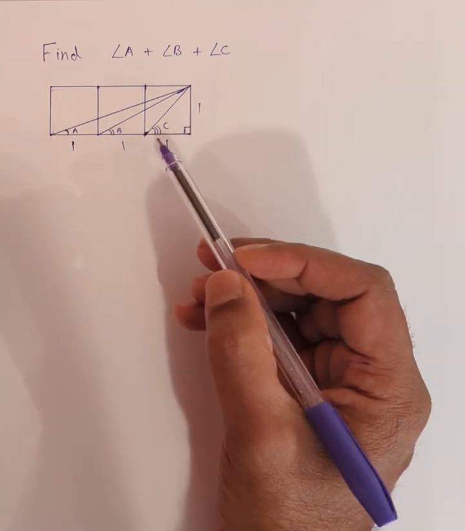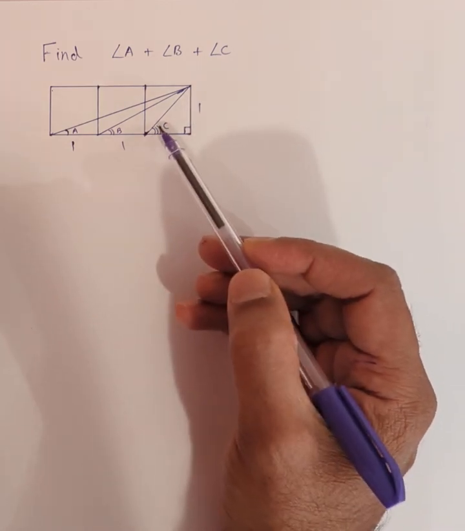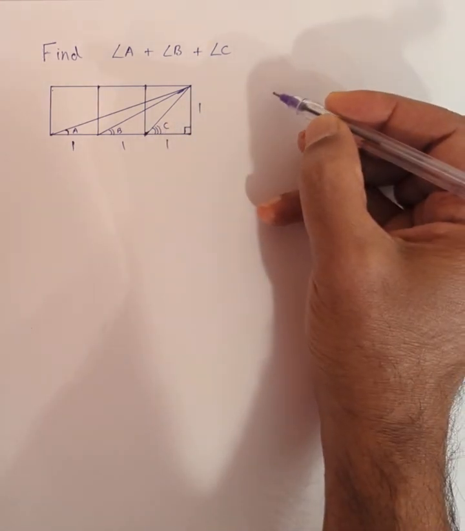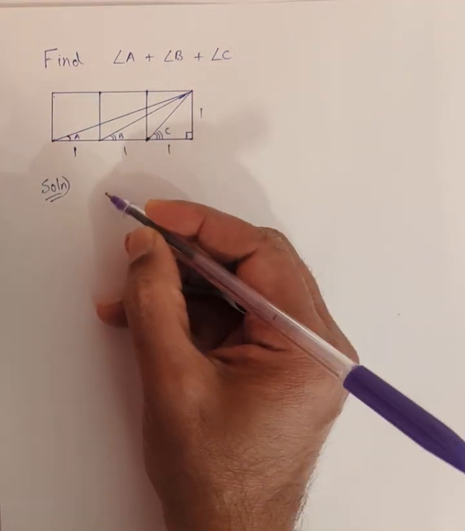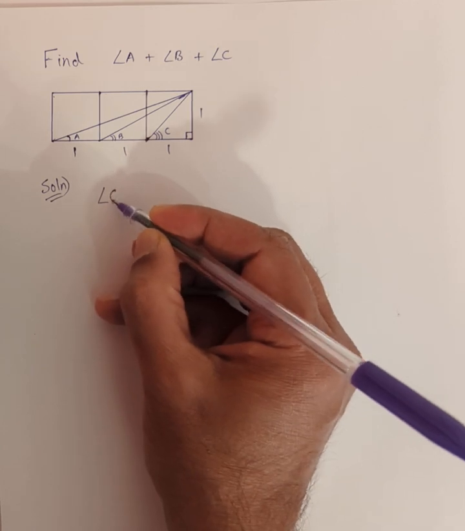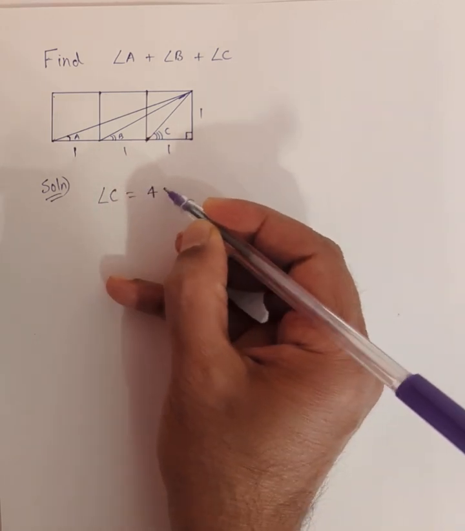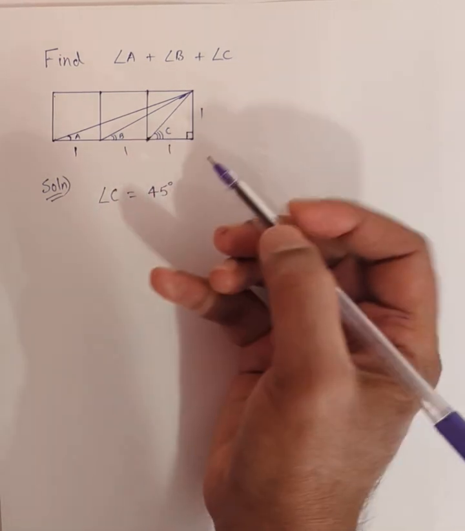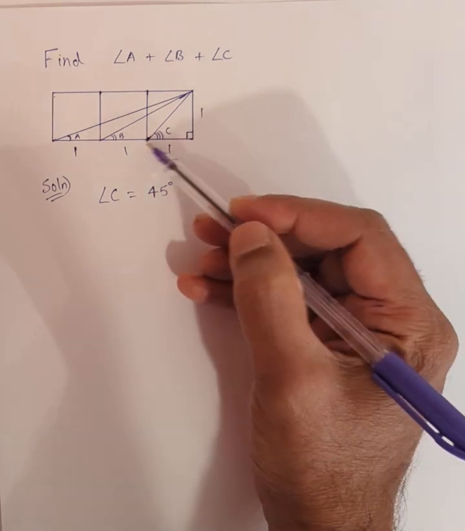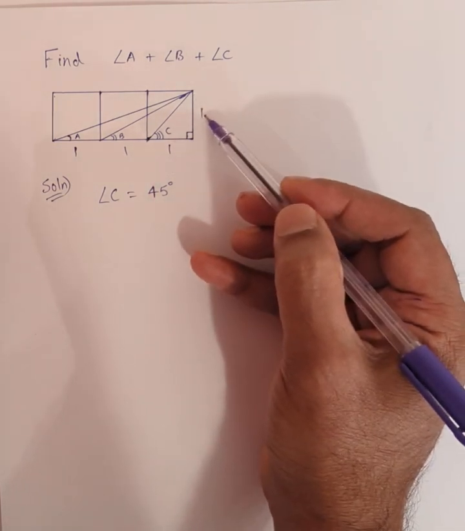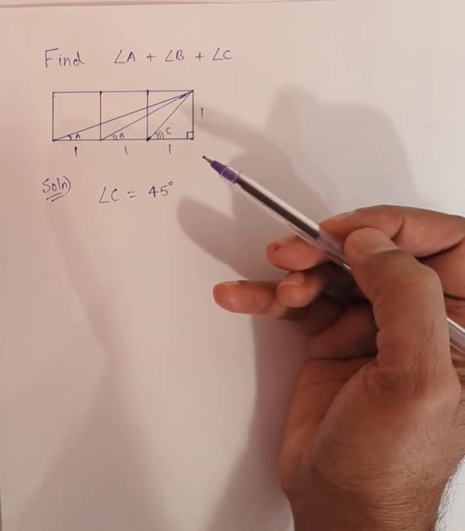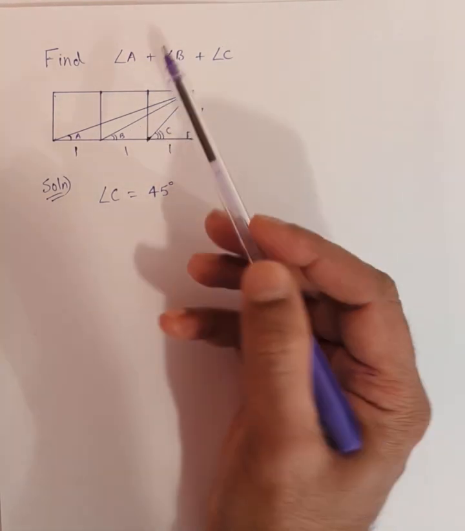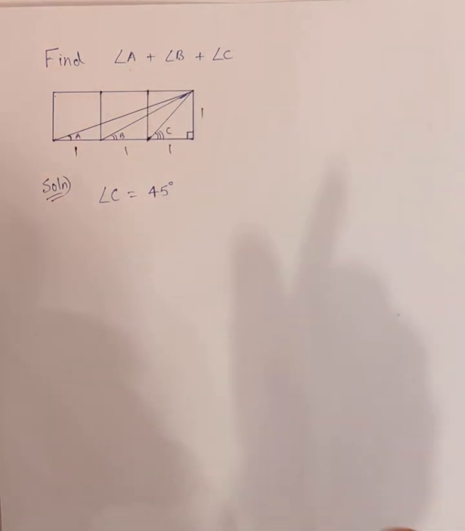Now, notice that C is going to be 45 degrees. So, let's begin writing our solution. We will write down what we can see right away. How do we know that C is 45 degrees? It's an isosceles right triangle. So this is 1, this is 1. So it's a special right triangle, so C is 45 degrees. So really we just have to find A plus B.